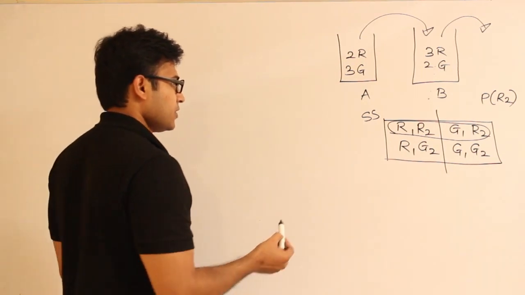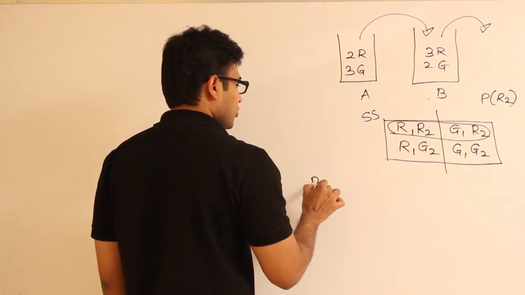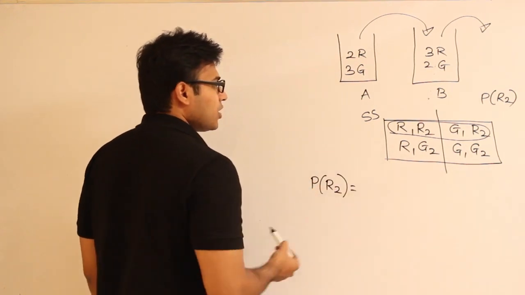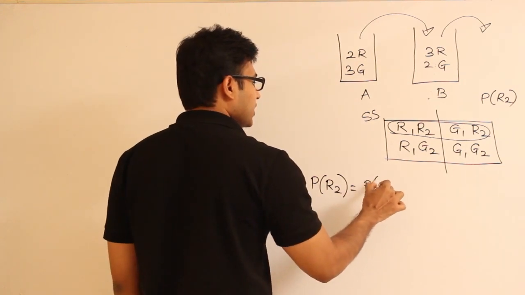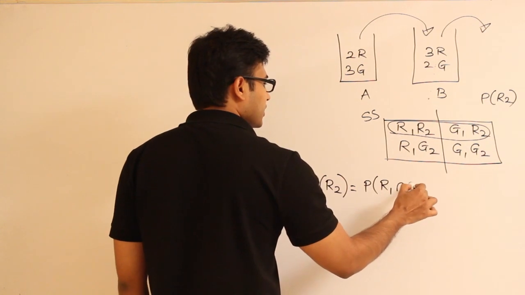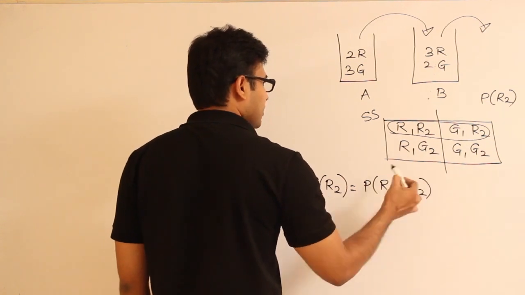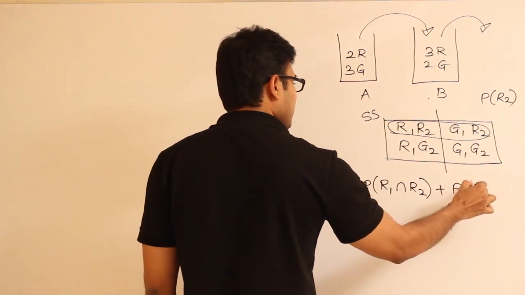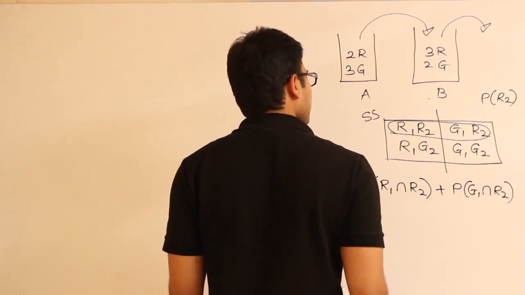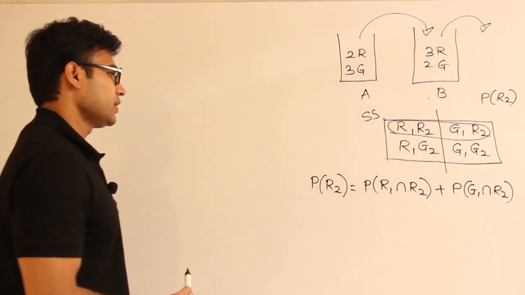So earlier, if you remember, the formula that we used is: probability of getting a red ball from the second bag is equal to probability of getting a red ball from the first bag and a red ball from the second bag, plus probability of getting a green ball from the first bag and a red ball from the second one. Got it?